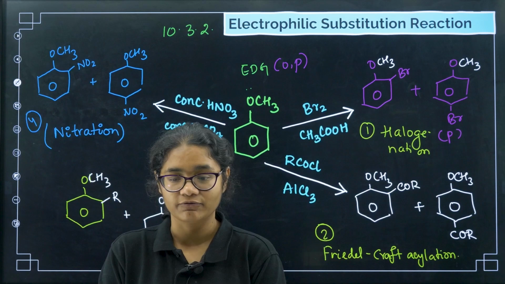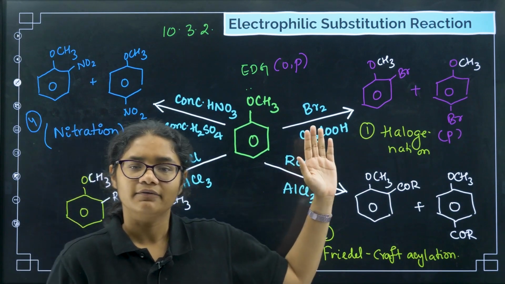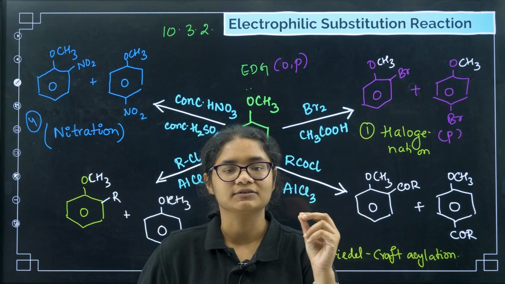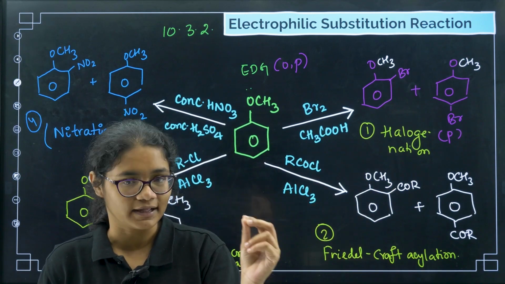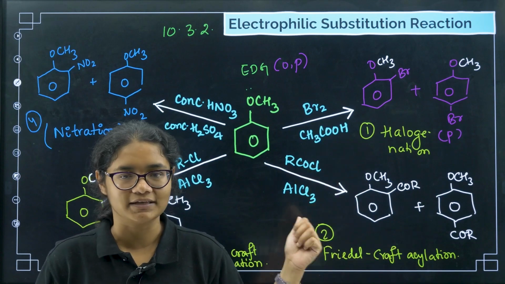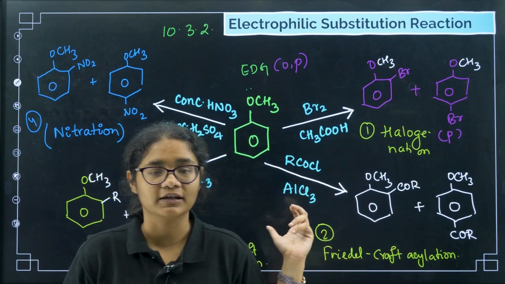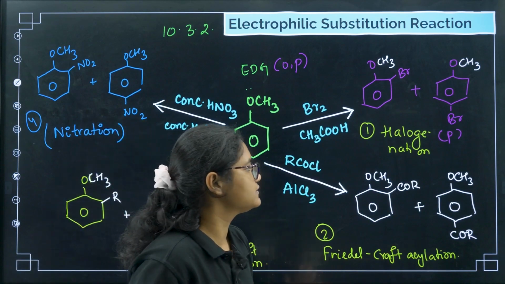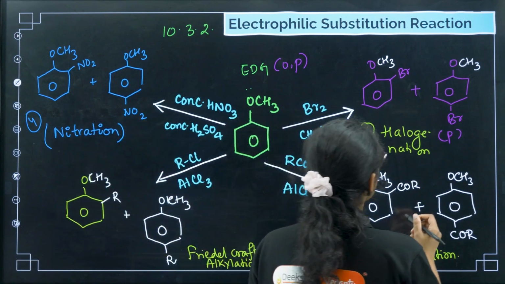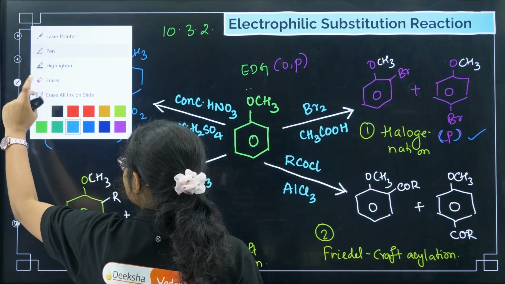Then you have electrophilic substitution reactions. Here we have 4 reactions: nitration, which we already know, the reagent for that is concentrated HNO3 and concentrated H2SO4. Then you have halogenation, Br2 in acetic acid you can use. Next you have Friedel-Crafts alkylation and Friedel-Crafts acylation. Here you must remember that the para products are the major products in all these 4 cases.